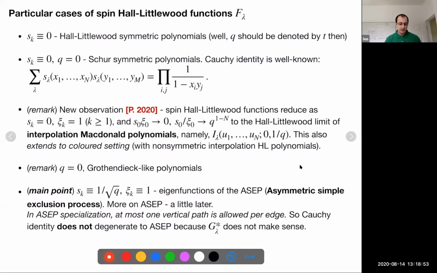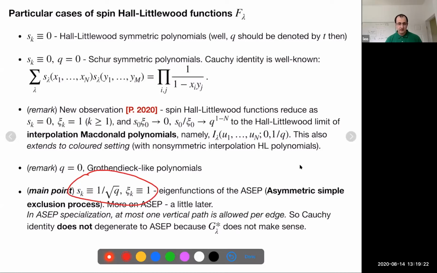Tell me, please. So my main point is that one of the degenerations of the spin Hall-Littlewoods is the family of eigenfunctions of the asymmetric simple exclusion process, which is an important particle system in integrable probability, and I'll define it a little later. And to get this degeneration, you need to set S to be 1 over root Q and C equal 1.